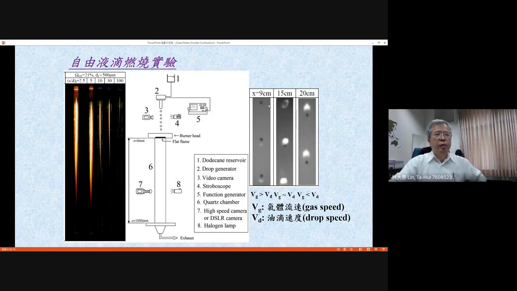Now we take the pictures at x equal to 9 centimeters, and also 15 centimeters and 20 centimeters. Since you cannot cover a large area in one picture from the high-speed camera, we need to take pictures for one section, the other section, and another section.